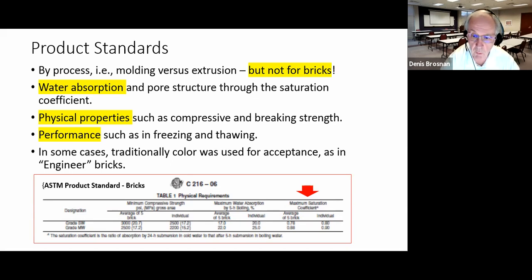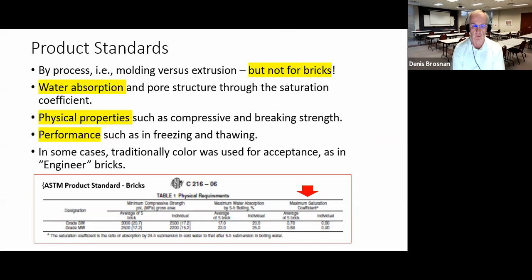Bricks are characterized by water absorption. The more porous the brick is, the more water it will absorb. And water absorption is a very easy, practical way to judge the porosity of a brick. Water absorption can be done with boiling water or with cold water. With cold water, we get the capillary absorption. With boiling water, we get the total absorption. So there's a special ratio of cold to boiling water absorption called the saturation coefficient.